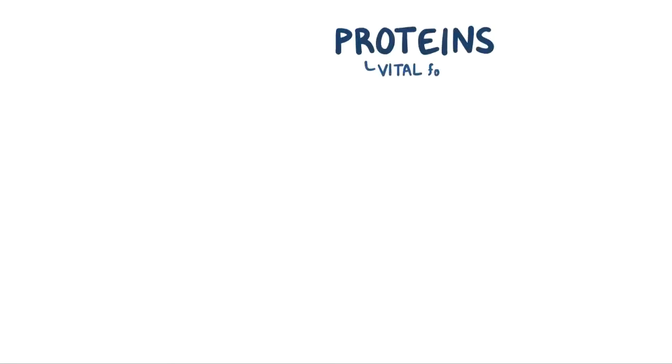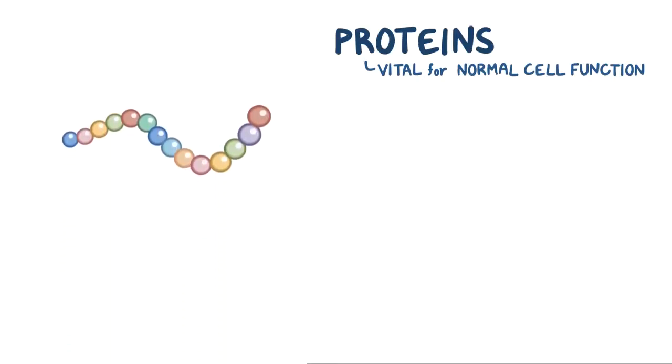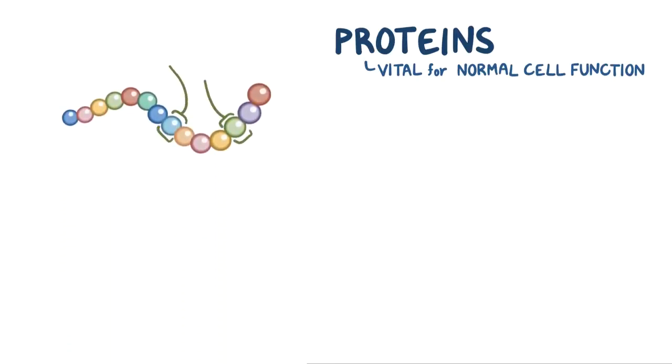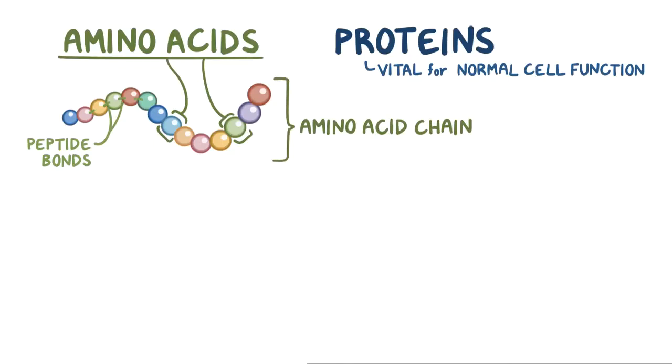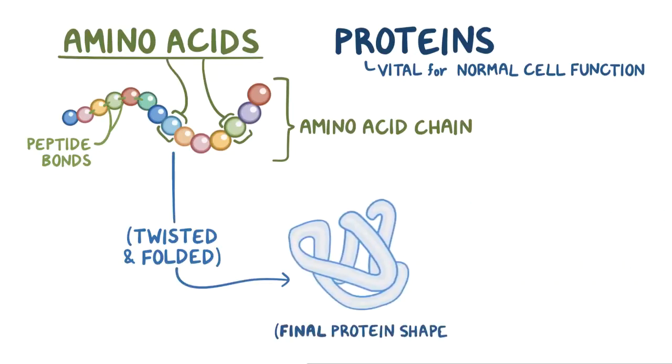Proteins are vital for the normal function of a cell. Essentially, a protein is, at its simplest, a very long chain of individual units, called amino acids, bound to each other by peptide bonds to form an amino acid chain. They sort of resemble a string of beads, and they get twisted and folded into a final protein shape.